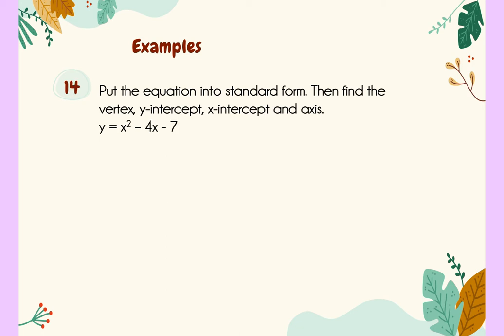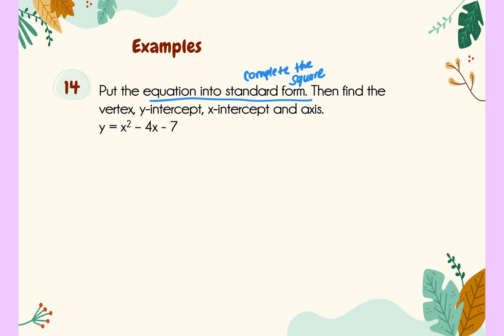Okay, this time it says put into standard form. So we're going to force this in to complete the square. Okay, this means complete the square. And you're going to have to do this twice on your quiz. Once with the negative b over 2a, and then once to find the equation.